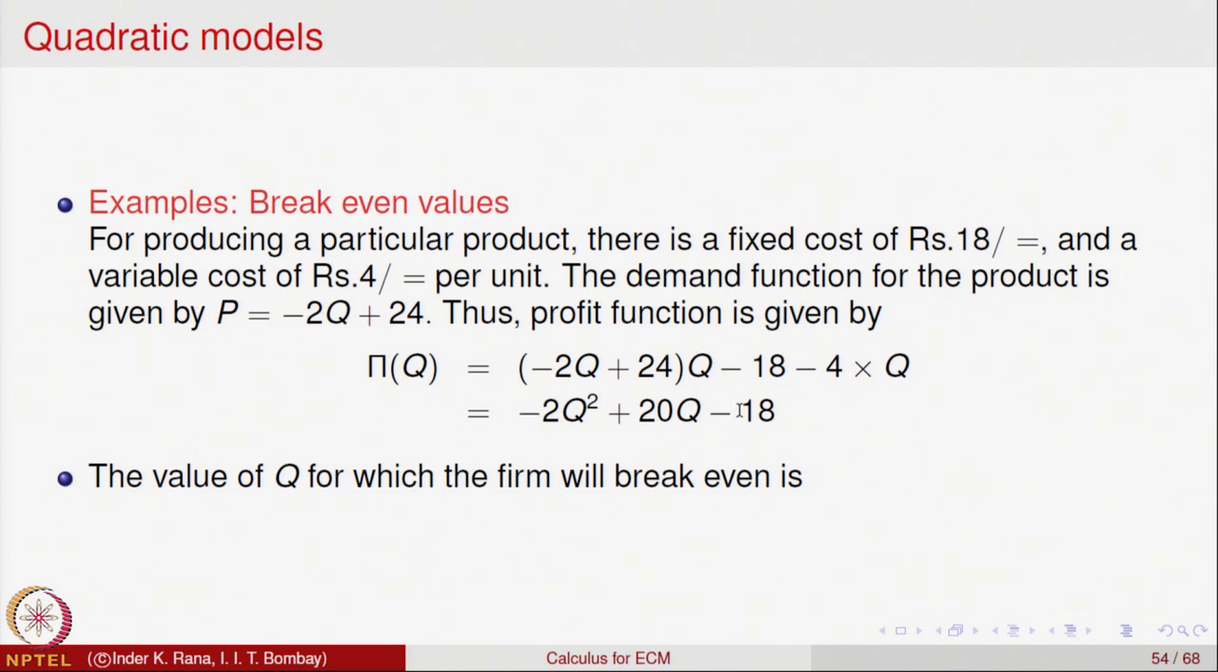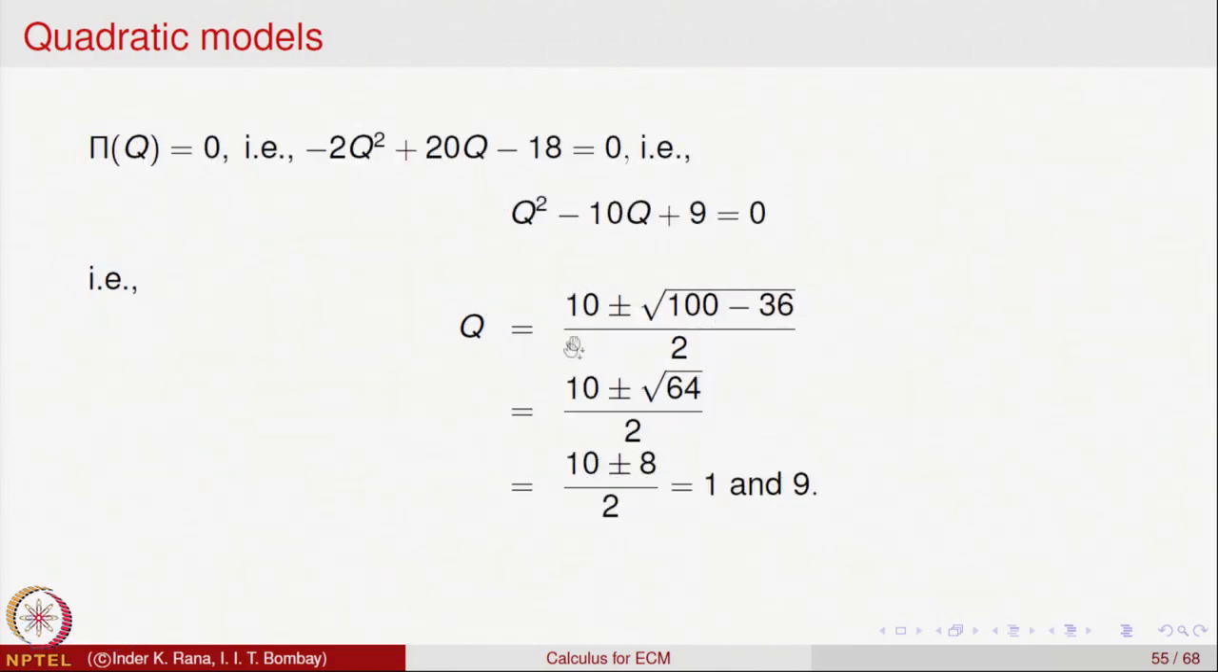So, let us find out when the company will break even. That means pi Q is equal to 0. So, we have to find roots of this quadratic equation. To find that, we put minus 2Q square plus 20Q minus 18 equal to 0. You simplify: Q square minus 10Q plus 9 equal to 0. When you solve, Q is equal to minus B, B is minus 10, so 10 plus minus square root of B square, 10 square is 100, minus 4AC, so 9 into 4 into A is 1, so 36. That gives you the value equal to 1 or 9.